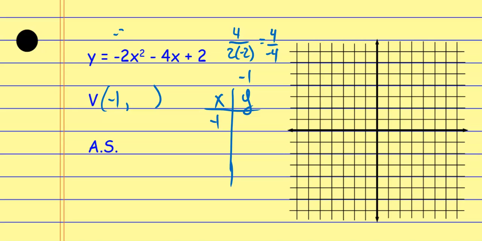Negative 1 squared is a positive 1. And then minus 4 times negative 1. It helps to write this out. All right. So now here I get negative 2 plus 4 plus 2. And that gives me a positive 4. Axis of symmetry is x equals the x value from the vertex.